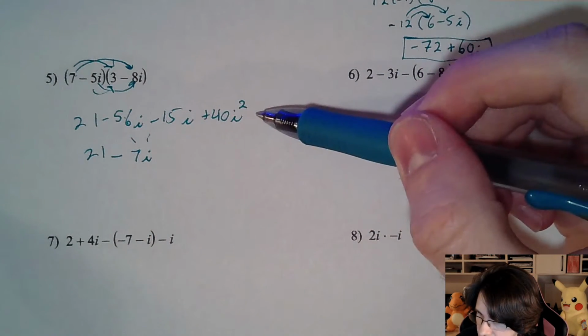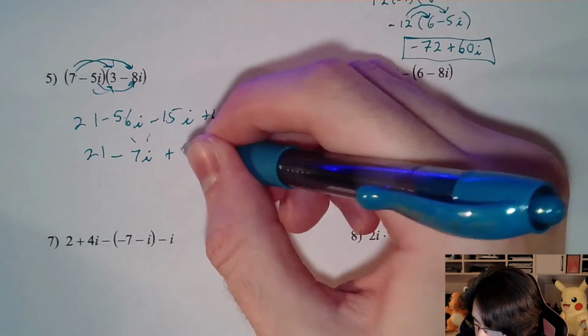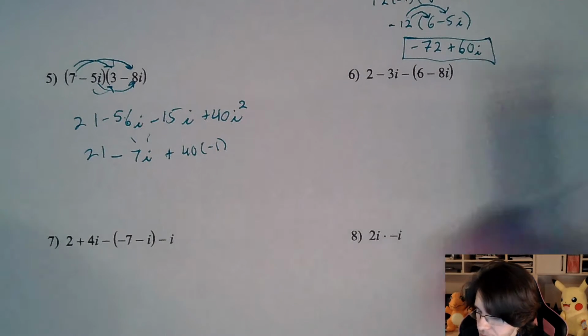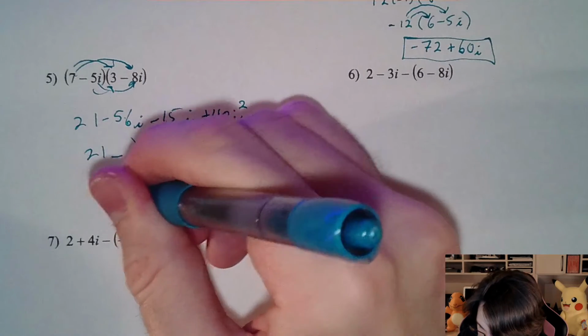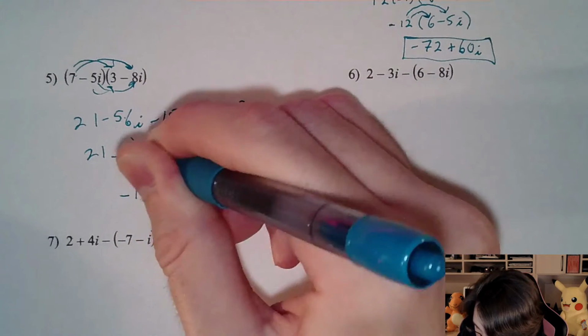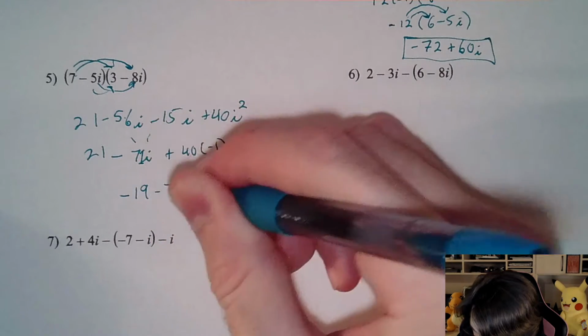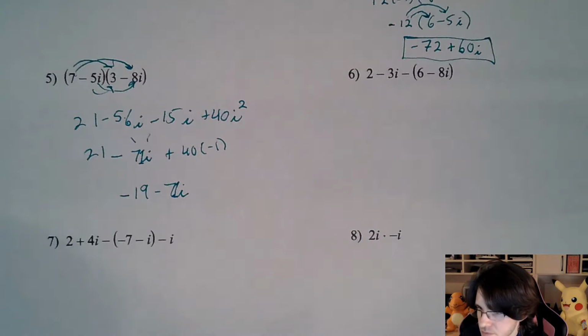But this +40i squared, that i squared again is that -1. So this is going to be +40 times -1, which is really just -40. And 21 minus 40, that's going to be -19, and then minus that 71i. I said 71 and I wrote 70. It's a 71. A really bad 71, but a 71 nonetheless.